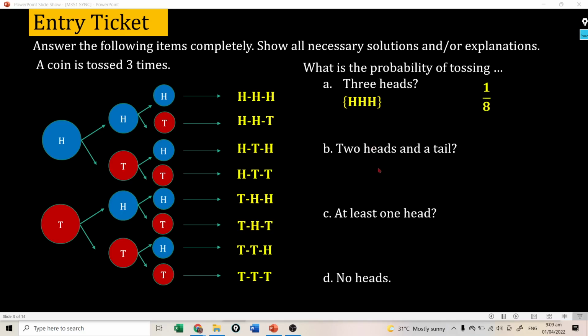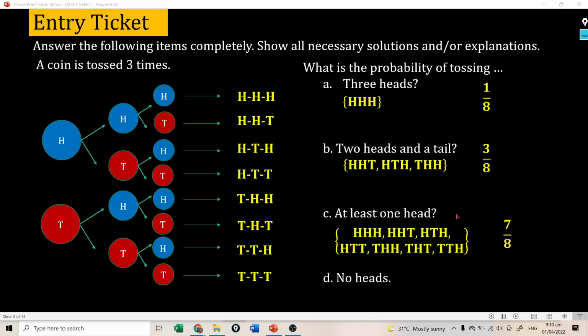2 heads and a tail. Ito, isa to. 2 heads and a tail, ito rin. 2 heads and a tail, ito rin. Tatlo. So 3 over 8. At least 1 head daw. So yung 2 pwede. Yung 3 pwede. Yung 2 pwede. 1 pwede rin. So you have 3, 2, that's 1, 2, 3, 4, 5, 6, 7. Ito lang naman ang wala. So that should be 7 over 8. At walang heads at all. Ito, tatlong tails. Ibig sabihin, that's 1 out of 8. Very simple.